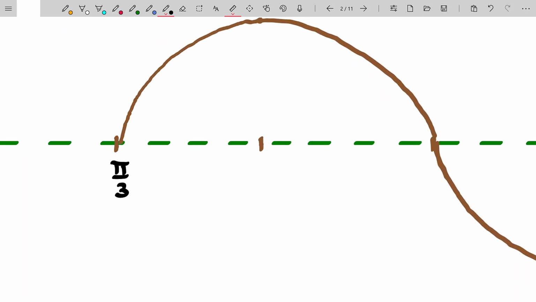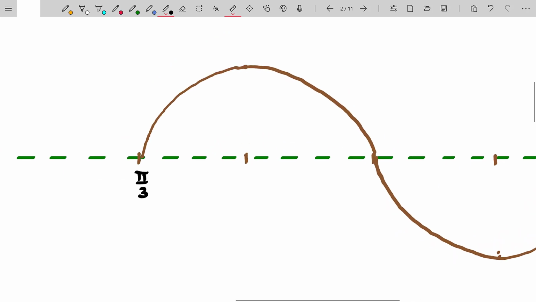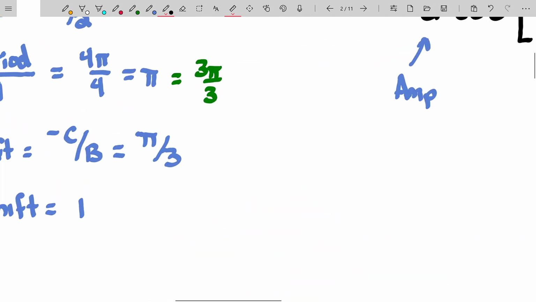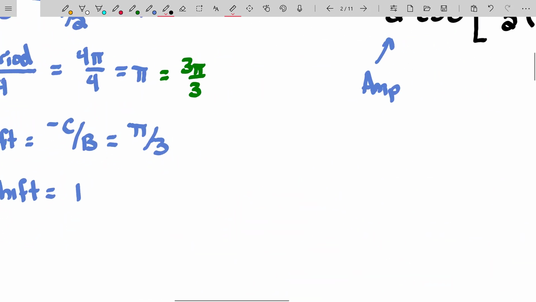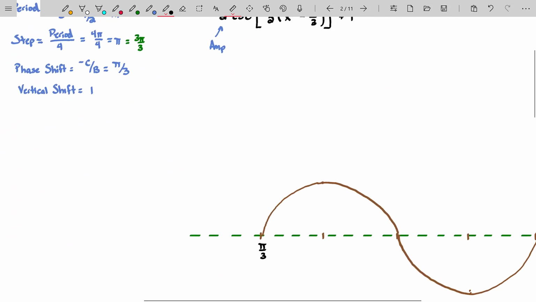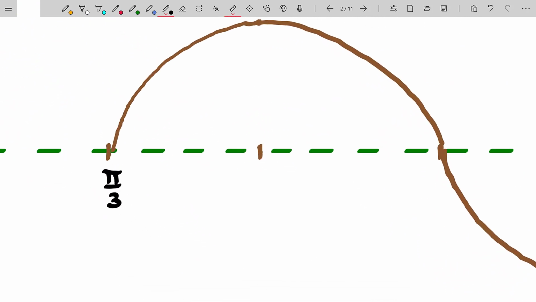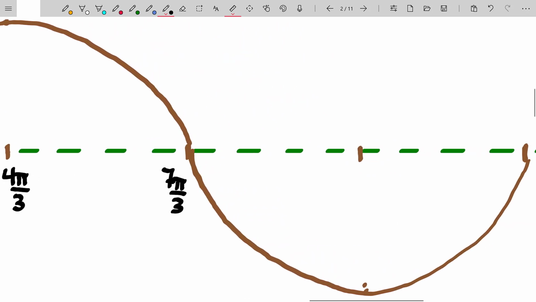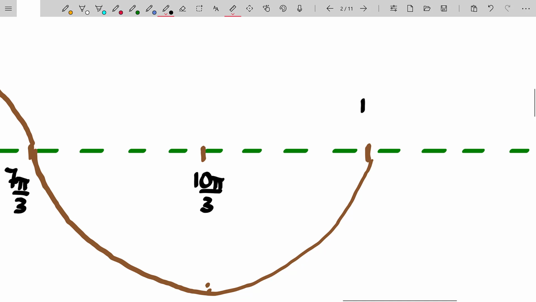Once I have the first key point labeled, I will get to the next key point, this guy in the middle here in brown. I'll get to that one by just moving by a step size of 3 pi over 3. So I started at 1 pi over 3 on my graph, and I'm going to add 3 pi over 3 to land at 4 pi over 3. I'll add another step of size 3 pi over 3 to land at 7 pi over 3. Add another step of size 3 pi over 3 to land at 10 pi over 3. And finally, a last step of size 3 pi over 3 to land at 13 pi over 3.